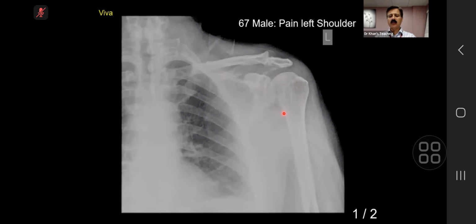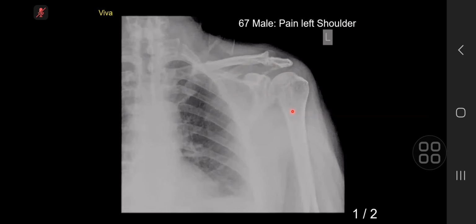By the way, candidate 3, have you picked up any finding? In the humeral head, I think the medullary cavity is slightly primitive. Okay, I will take over. You see, this humerus is fine, this is fine, this is fine. Do you see this lucency in the acromion?